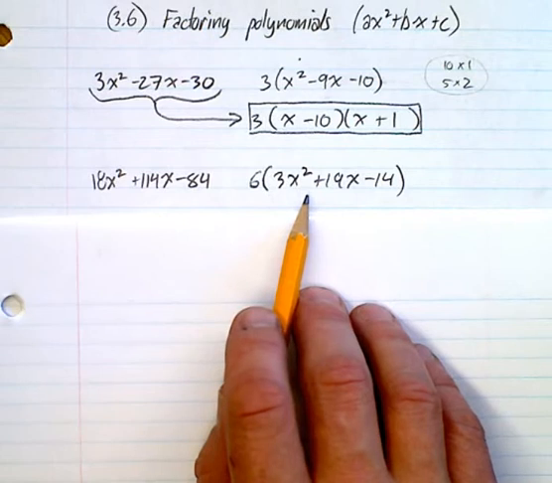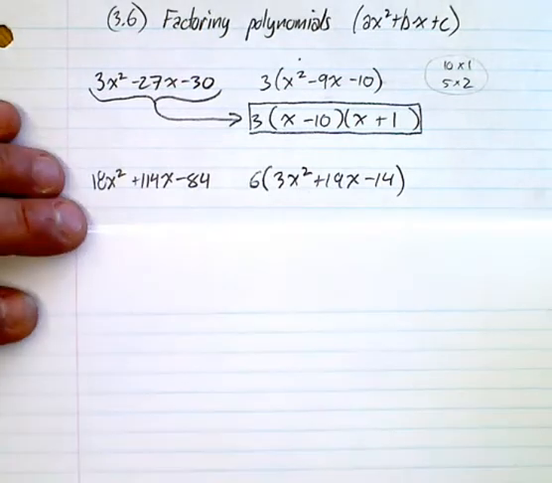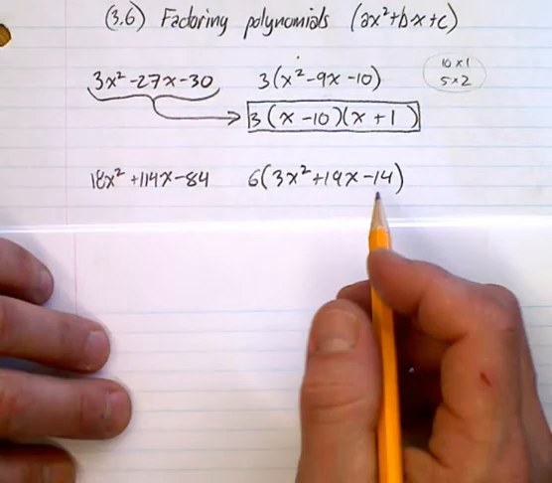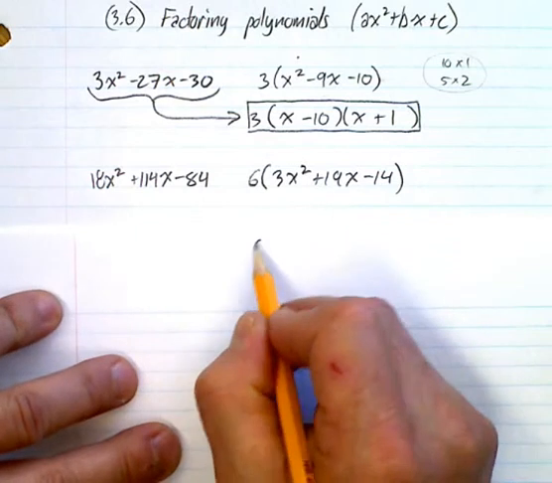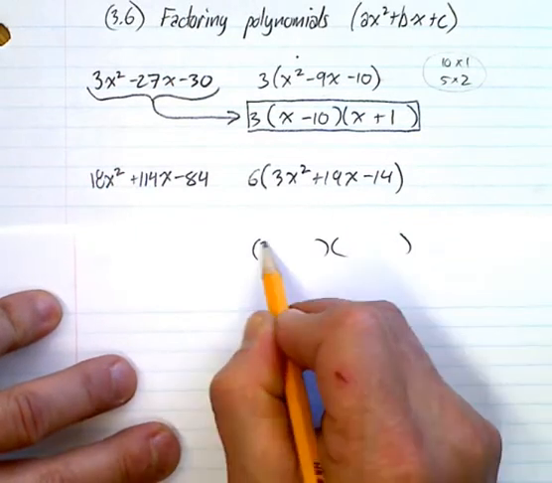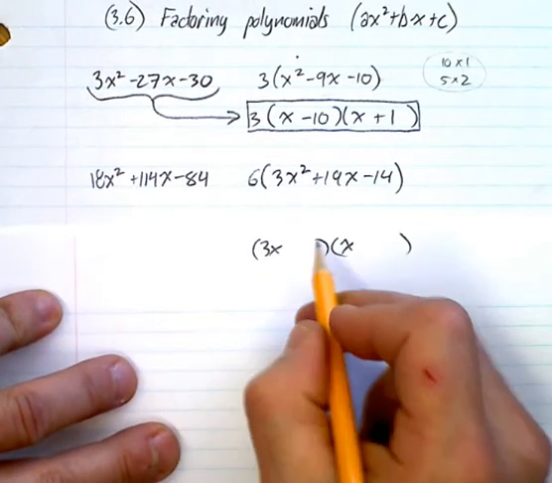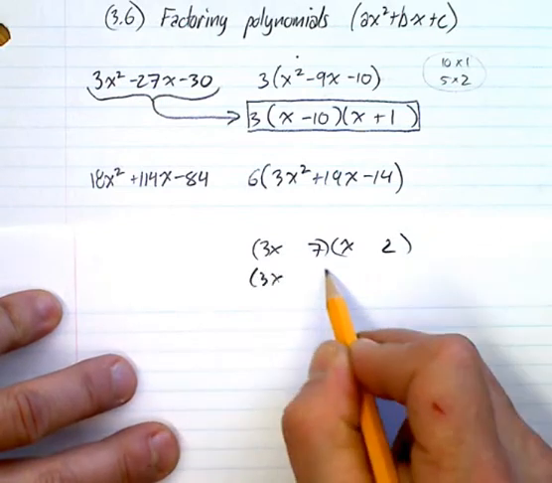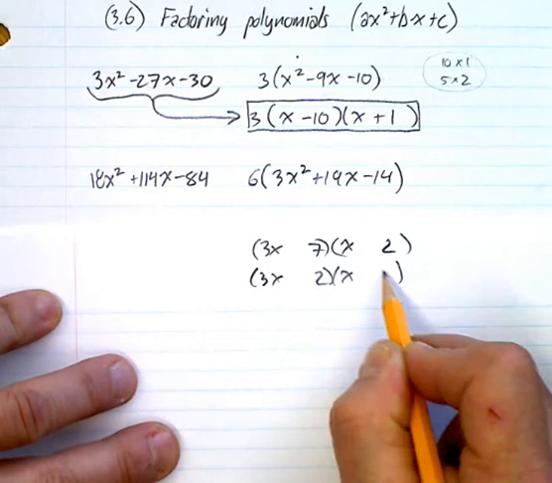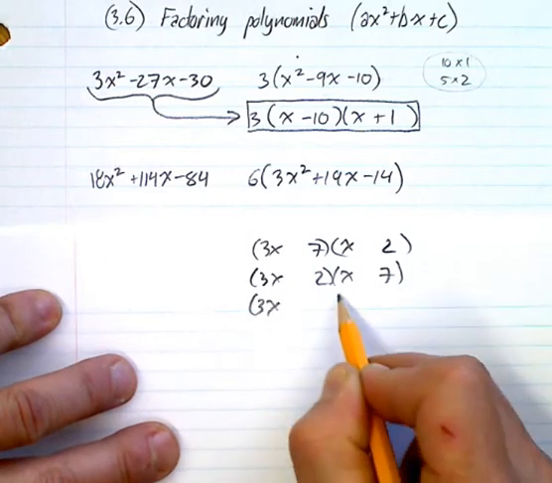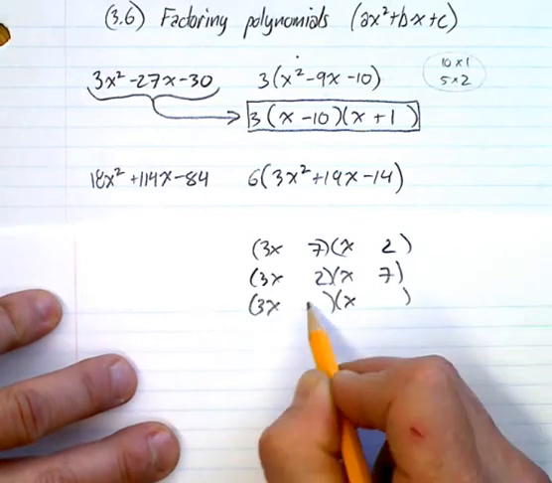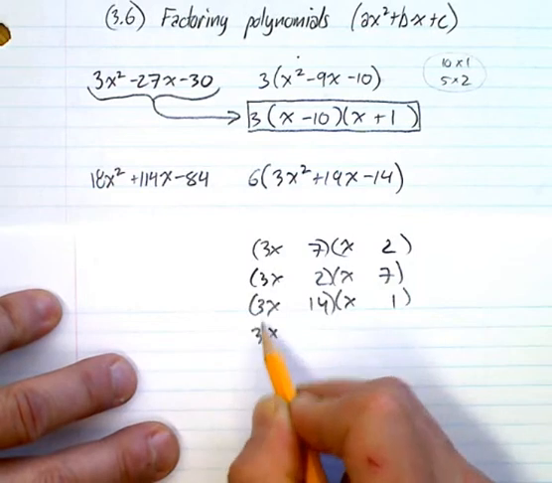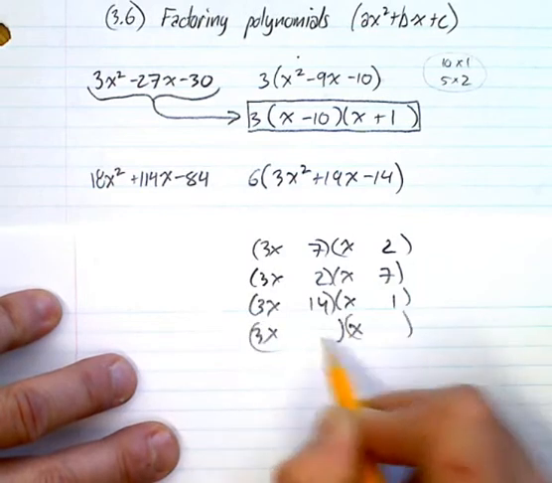So what's the next step? Well, this is the process, okay? Now, what are all your choices here, right? You could have a 3x here and an x here. You could have a 7 and a 2. You could have 3x and an x, and it could be 2 and 7. You could have 3x and x, and it could be 14 and 1. You could have 3x and x, and it could be 1 and 14.